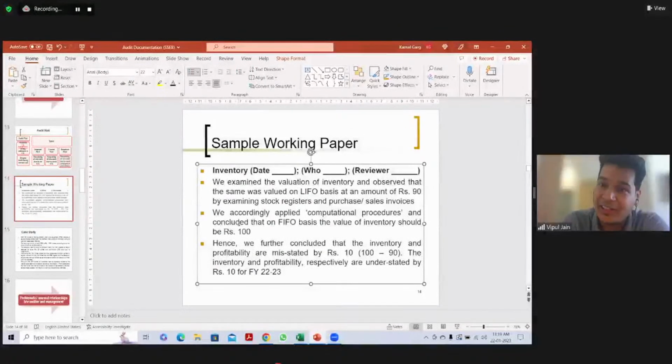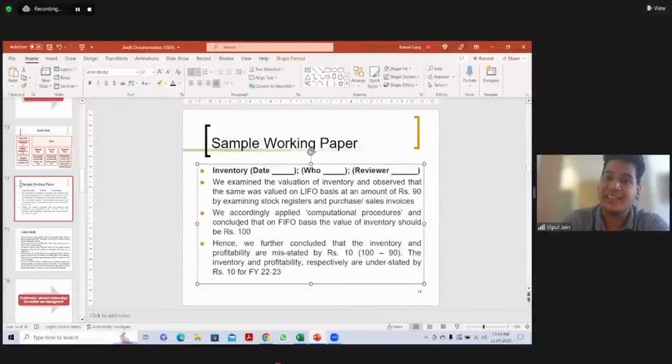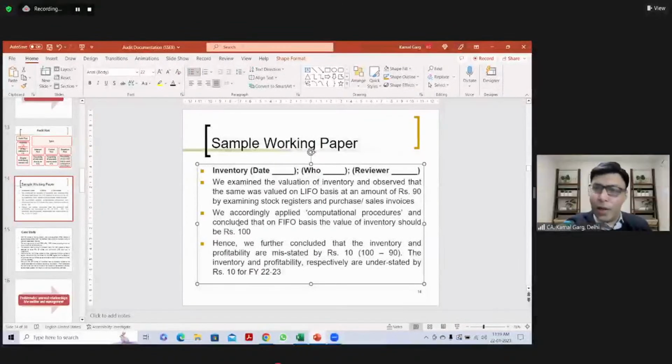Vipul, you can still ask me, why did you close at 90? And can I say, sir, audit documentation, I'm not bound to respond? Yes, you can. That is the practical toughness which we have to face in one way or the other. But yes, most of the chartered accountants are cooperative and helping in nature, so they do respond to you very well.